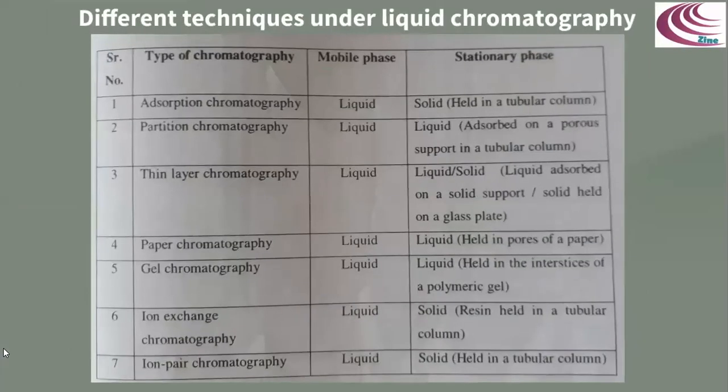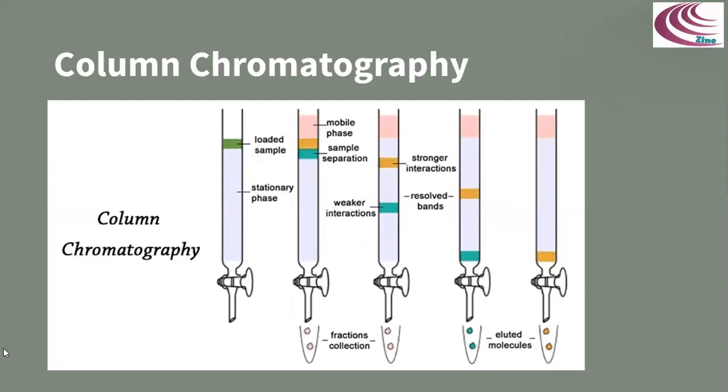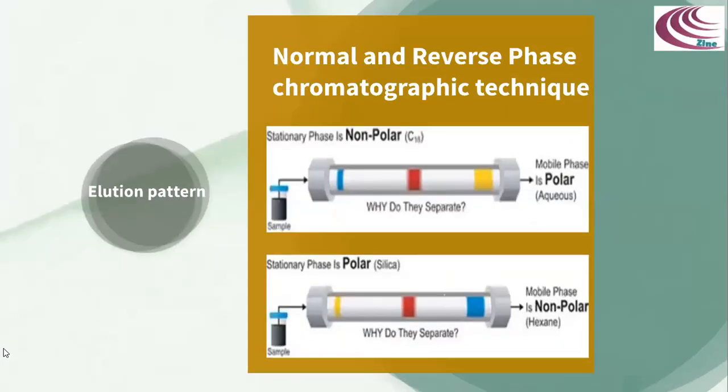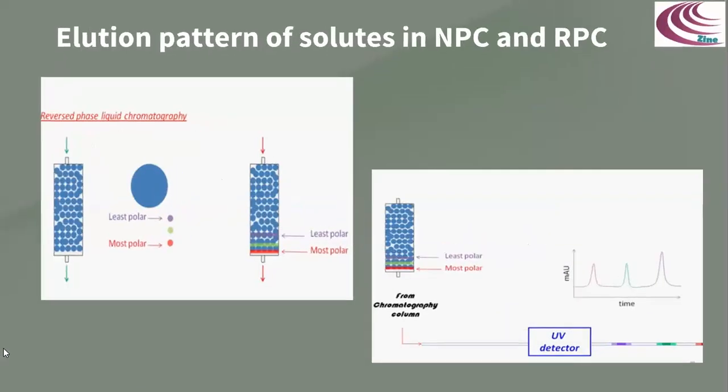As you know, we have seen different techniques under liquid chromatography based on stationary phase and mobile phase. Then column chromatography, what will be the overall flow, in what way the sample can be added, what is the eluent, eluate and elution process. Then in part 1, we have seen the core part, what is a normal and reverse phase chromatographic technique based on stationary phase and mobile phase, and what will be the elution pattern in normal phase as well as reverse phase chromatographic technique.